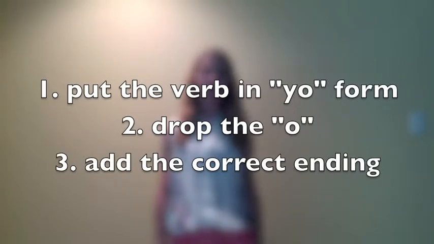We will tell you the 3 steps to make a verb a tú command. Don't worry, we'll cover it more later in the video. The 3 steps are to put the verb in yo form, drop the O, and add the correct ending, which depending on the type of verb could be AS or ES.